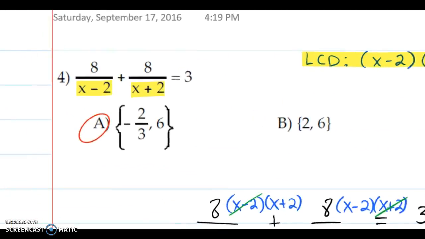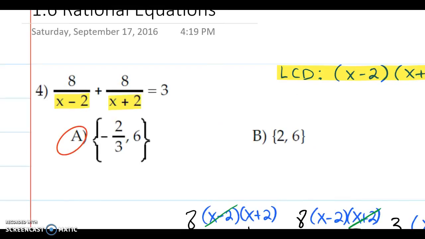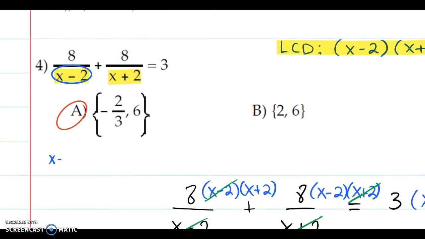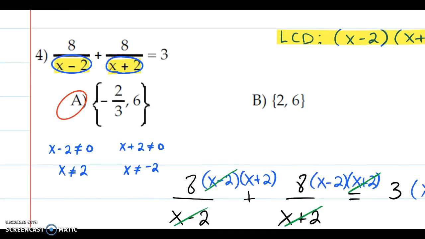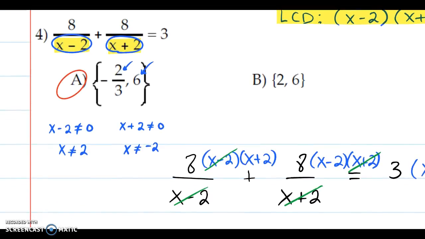If I look carefully at my problem, let me do this in blue. I notice that I have x minus 2 in the denominator. What that tells me is that x minus 2 cannot be 0, which implies that x cannot be 2. And then the second denominator says x plus 2, so x plus 2 cannot be 0. That implies that x cannot be negative 2. Now the answers that we got were negative 2/3 and positive 6, and so that's okay as long as we didn't get negative 2 or a positive 2.